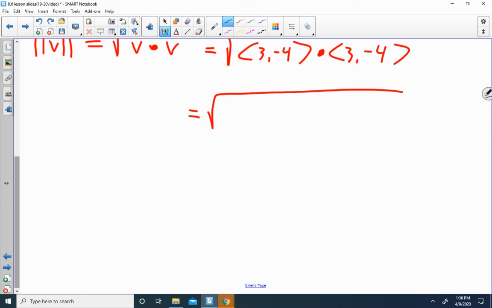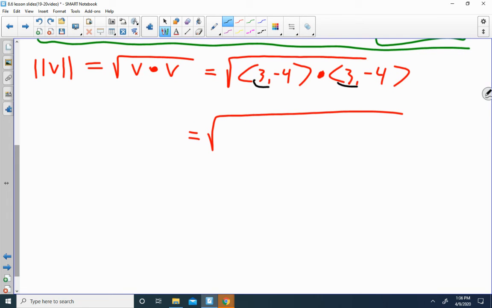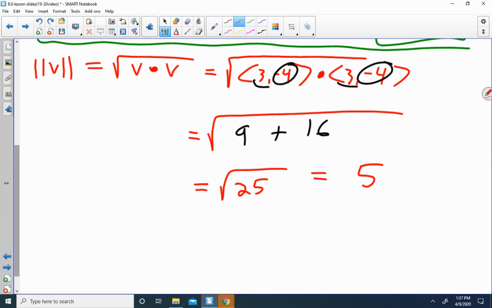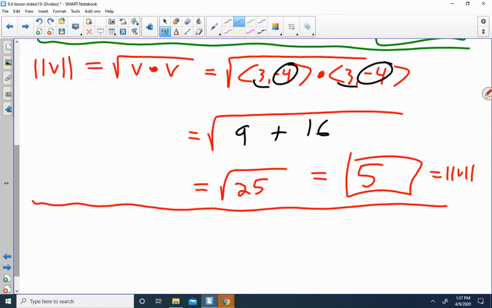Okay, so I have to multiply the first numbers first. That will give you 9. Multiply the second numbers to get 16. Add your 2 results together. And 9 plus 16 will give you square root of 25, which, lucky for us, is a perfect root, which means that the magnitude of v is just 5. Easy peasy for us. Okay. Now we have all 3 parts.